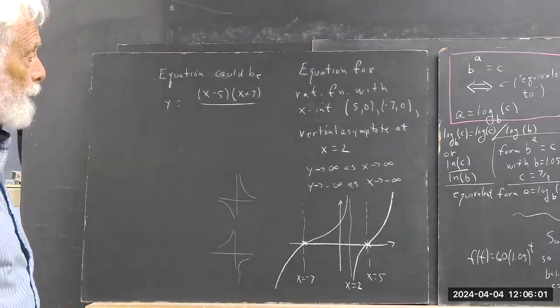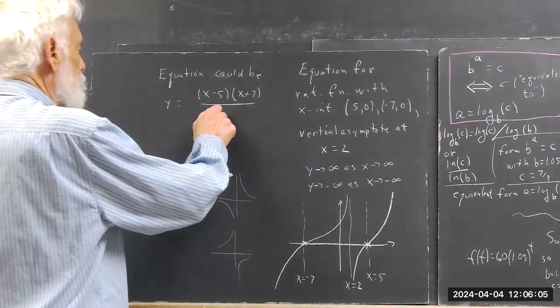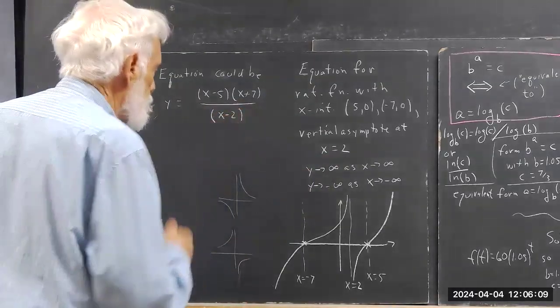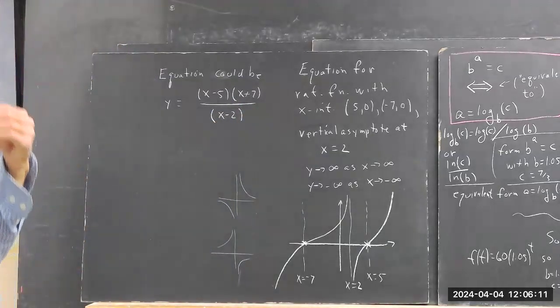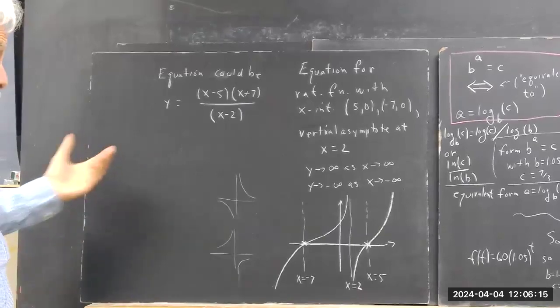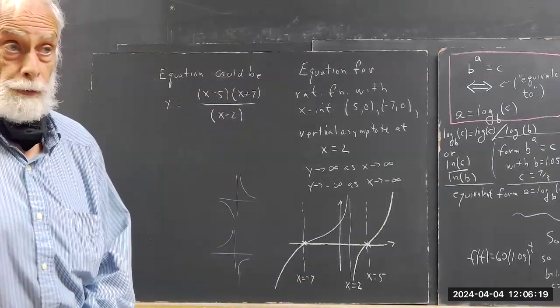And to get the vertical asymptote at x equals 2, your denominator, and you're going to need to understand what we did last time to get this, your denominator has got to be x minus 2. Okay? So if you follow the procedures we did last time with this function, you're going to get a graph that looks like this.